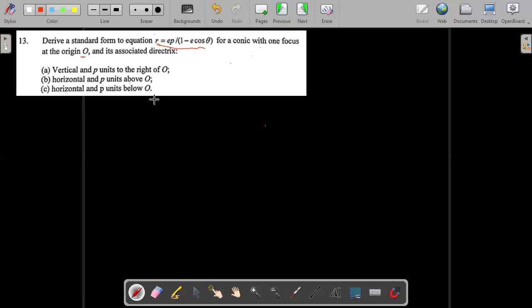But now, to come to the establishment, first of all, we have to understand. If r is the general form, it's given by ep over 1 minus e cos theta, like this. So what do we get to understand from here? What we get to understand from the question is that, first of all, one of the foci is at the origin.